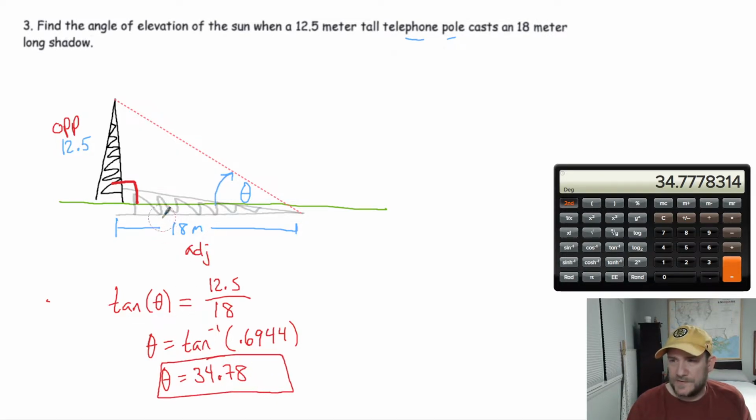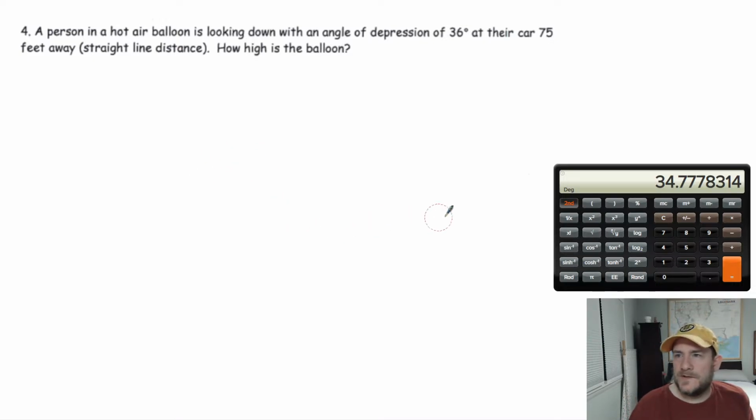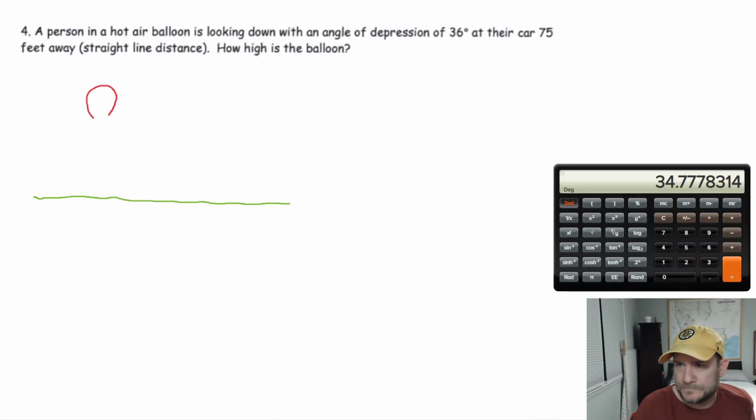Don't forget your units. These are meters. So these are meters too. Alright, number 4. It says a person in a hot air balloon. Alright, so we got grass, grass, grass. Got a hot air balloon up here. We got a little basket down here. Alright, it's pretty good. We got a car. It's over here. It's a pretty good car.